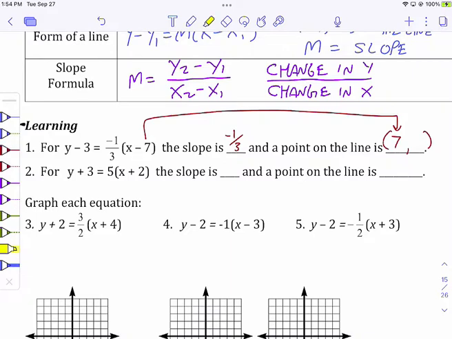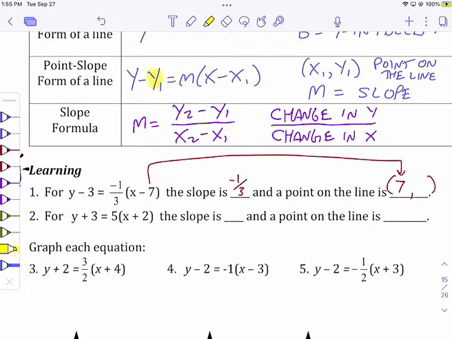Some people say it's the thing that makes that parenthesis equal 0, right? 7 minus 7 is 0. The best way to think of it is to say, what would you plug into this so that it would say x minus 7, right? The minus is already there. So the x1 is the 7. You're not used to having a formula with a minus in it.